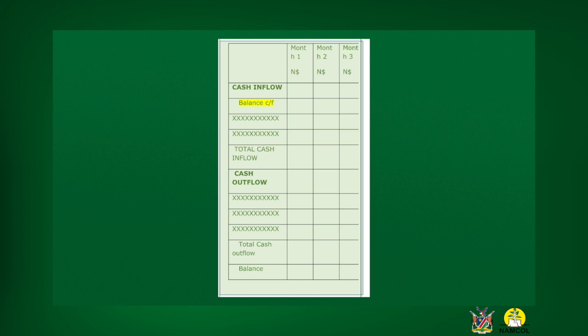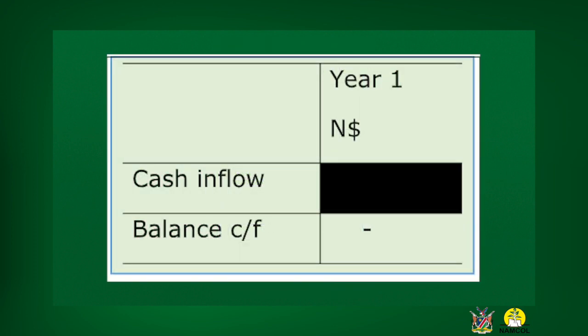Now, let's do a cash flow prediction based on some calculations. Here is the beginning of a cash forecast for 1 year of a business. In this case, we are not using months, but years. There is no cash inflow and no balance carried forward. Why? Because it is the first year to run the enterprise, we do not have any previous balance to carry forward.